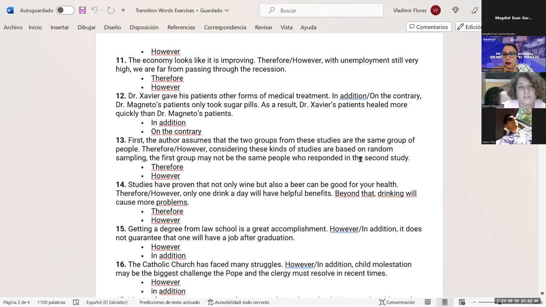Magdiel, number 12. Dr. Xavier gave his patient other forms of medical treatment. On the contrary, Dr. Magneto's patient only took sugar pills. As a result, Dr. Xavier's patient healed more quickly than Dr. Magneto's patient. Excellent. On the contrary, number 12. Excellent. Thank you so much, Magdiel.